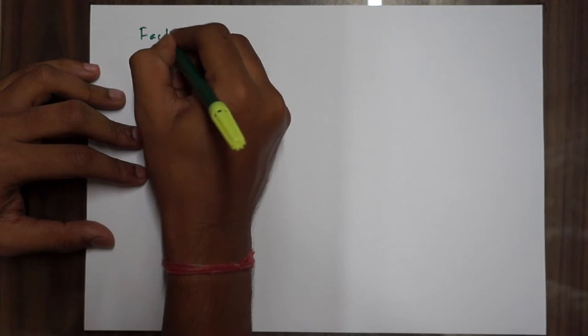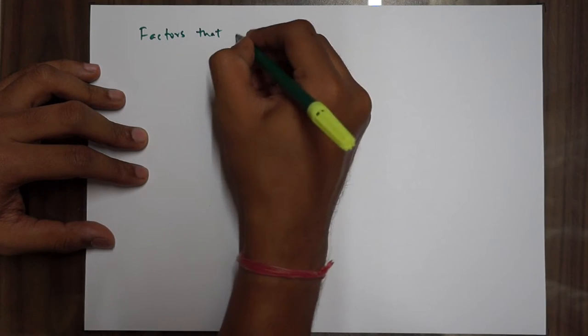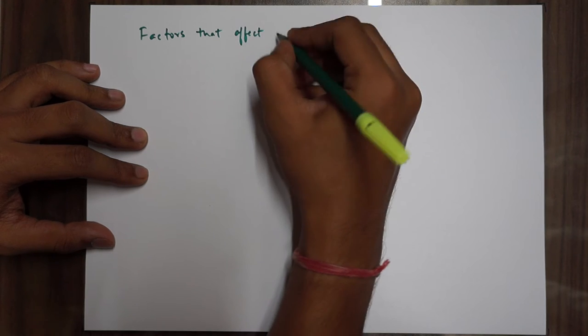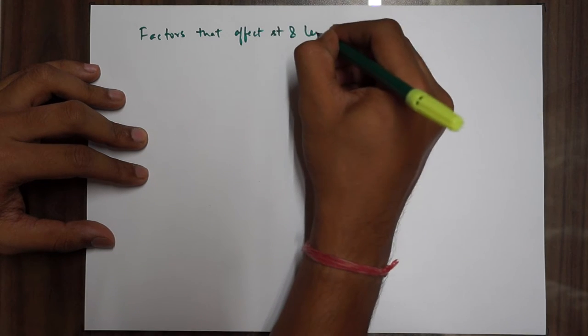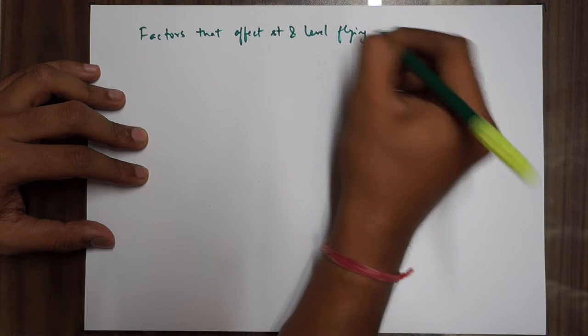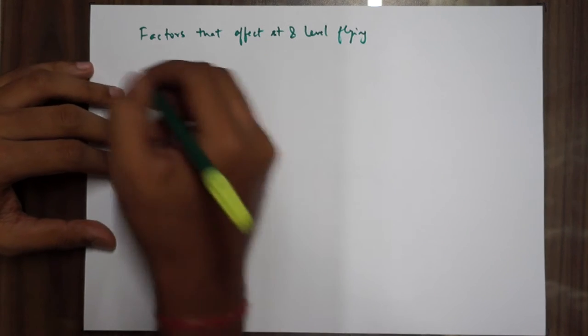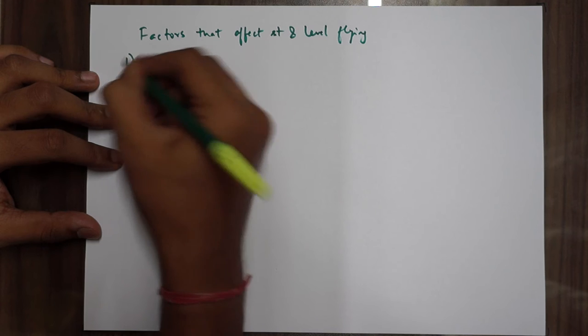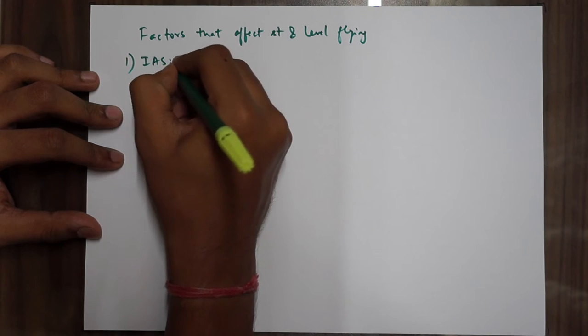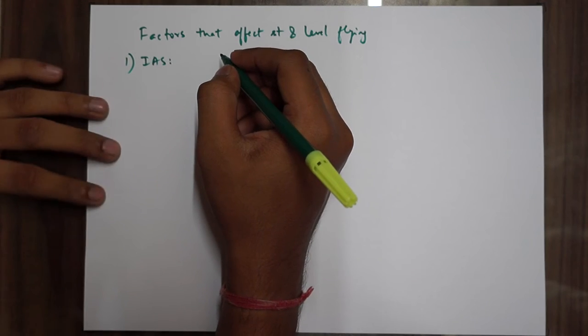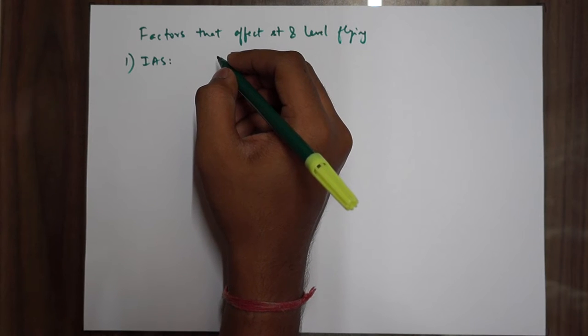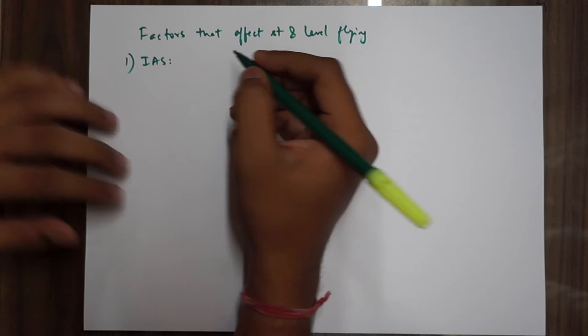Now we'll discuss the factors that affect straight and level flying. There are namely four general factors. The first one is your IAS. It's the most important, since the density at a particular level is generally constant. If your IAS is decreased, then the CL has to be increased to maintain straight and level flight.